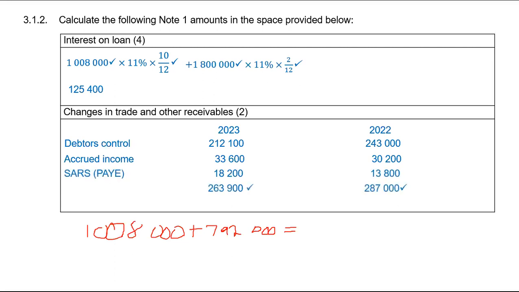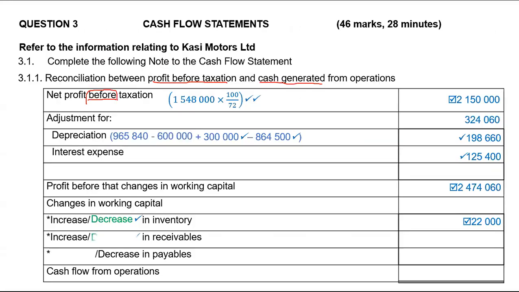Compare the two totals. You will notice that receivables went down. If it goes down, it means that our debtors paid us. That's an inflow. A decrease in receivables is an inflow. It means whoever was owing us paid us. And the difference between the two amounts will be 23,100 without brackets because it's a cash inflow.